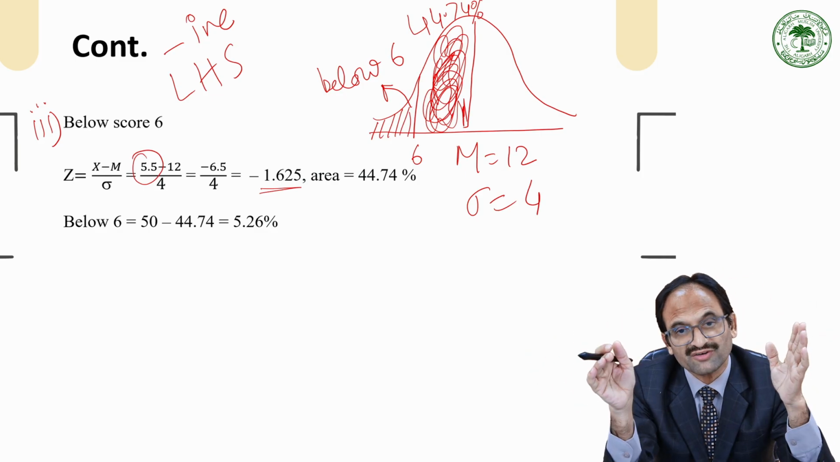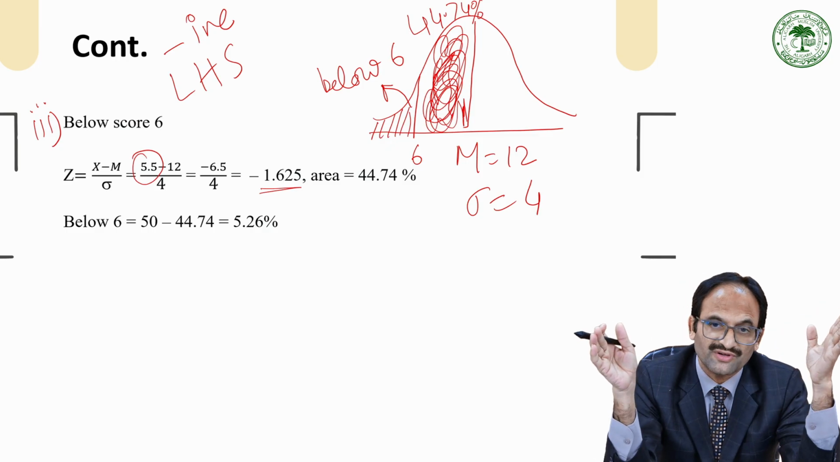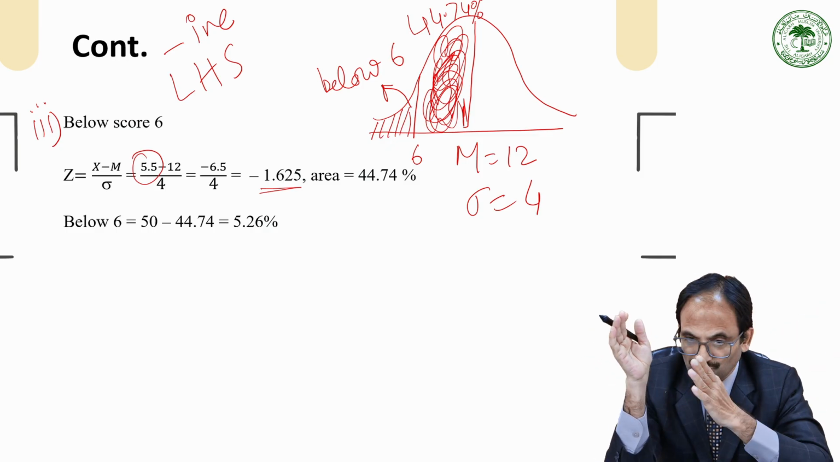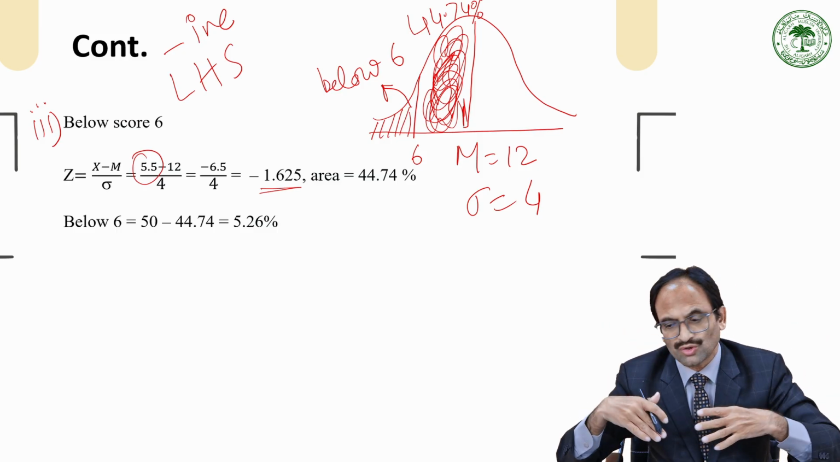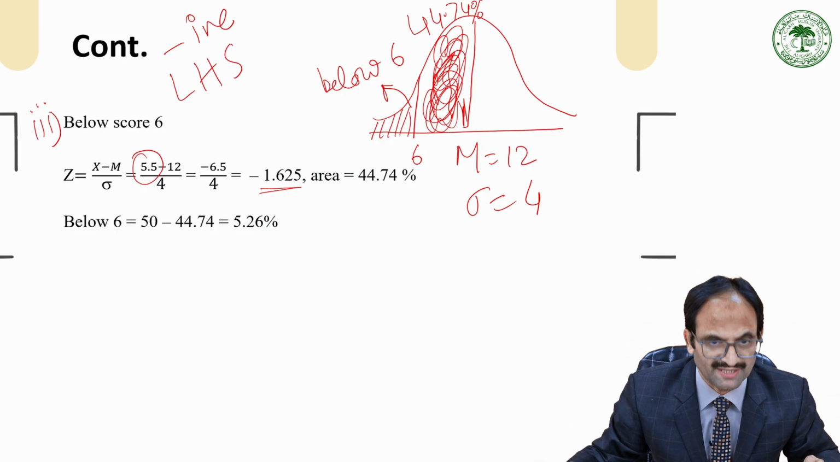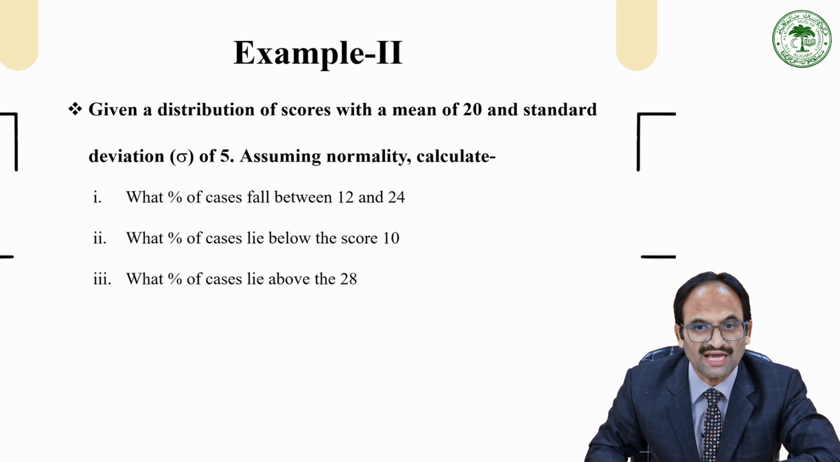And why have you subtracted from 50? Because this mean line divides the whole curve into two equal halves. So one half area will be 50%, another half area will be 50%. So this is how we do it. Let's take another problem and proceed ahead.